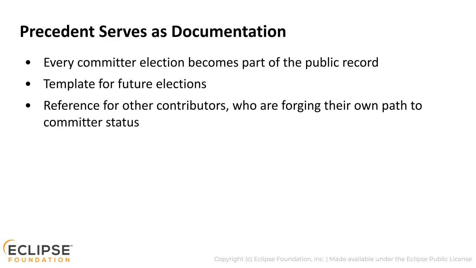Bear in mind that precedent serves as documentation. Every committer election becomes part of the public record. That record serves in part as a template for future elections. The records from every committer election serve as references for other contributors who are forging their own path to committer status.